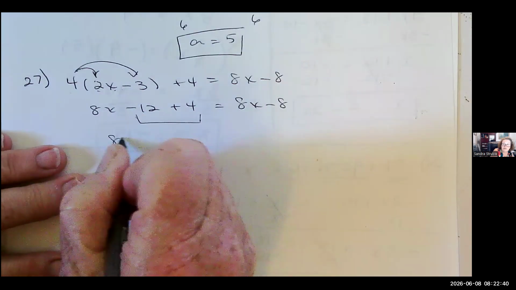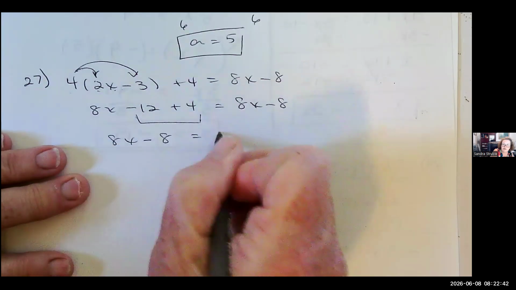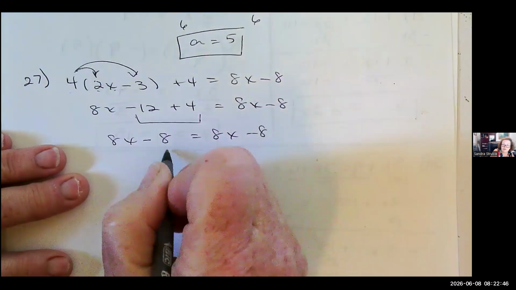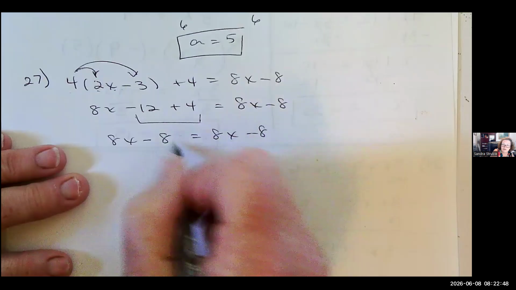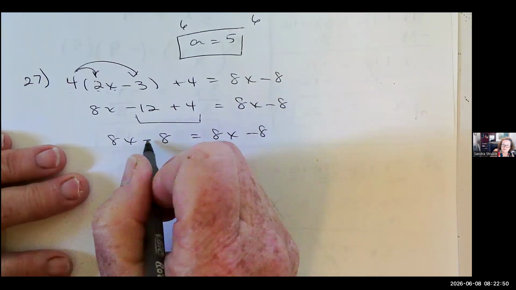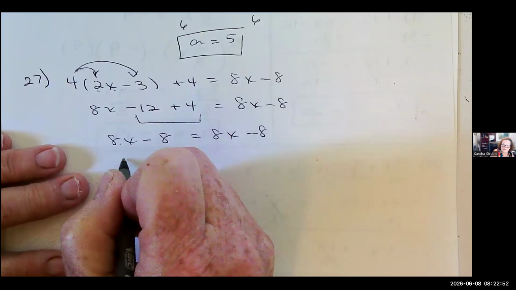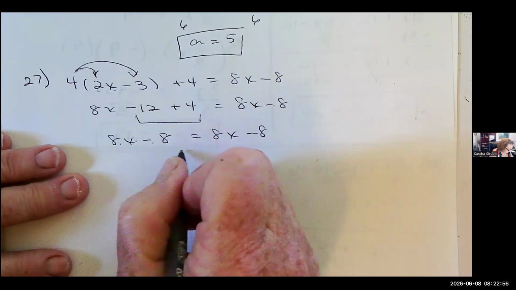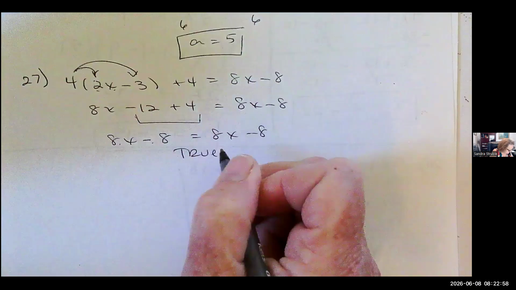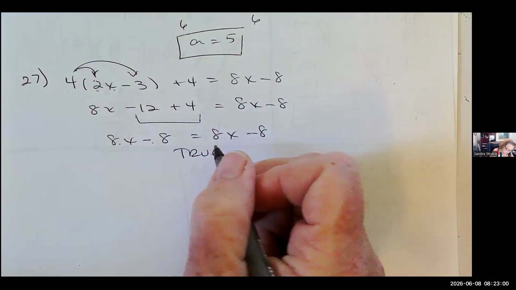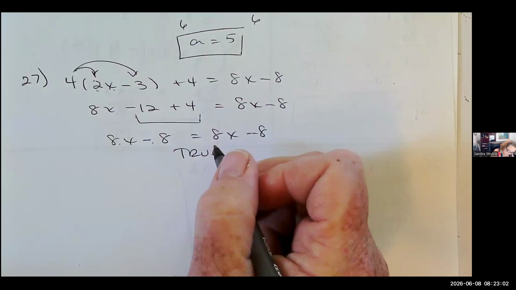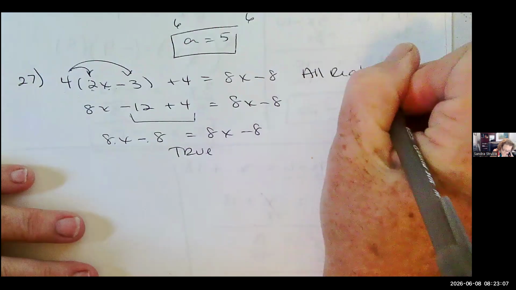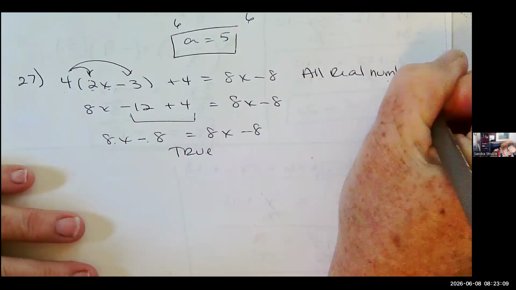Oh, there's another one of those. Okay, well, this is true. I mean, if you subtract everything, if you subtract 8x from both sides, that's going to be gone and you'll have -8 equals -8. So this is true. And this is number 27. So the answer for this one is all real numbers. There's infinite solutions.